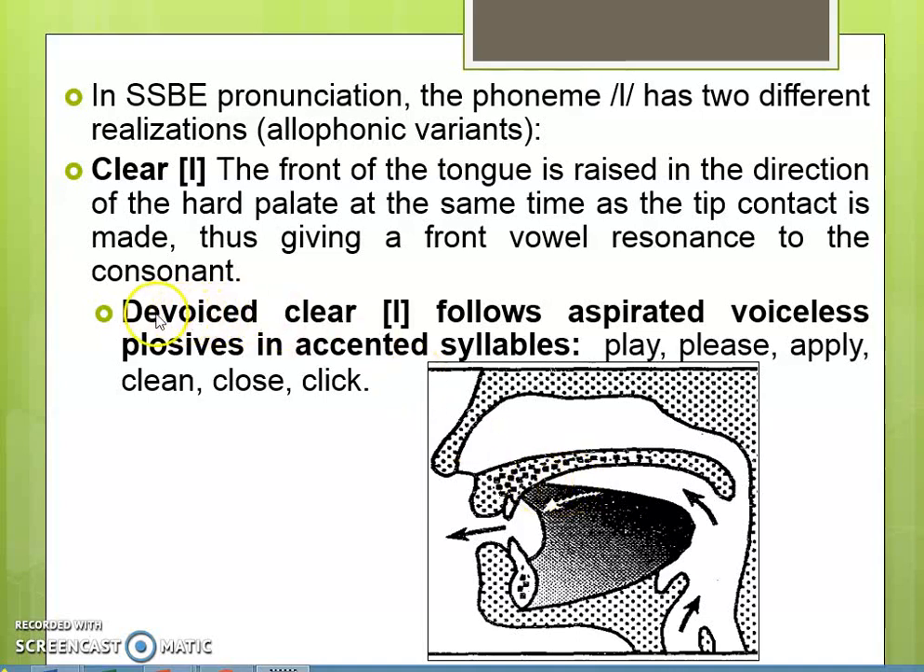And we should remember that this clear L is devoiced when it's preceded by aspirated voiceless plosives in stressed syllables. Play, please, apply, clean, close, click. So the allophone we produce is the clear allophone of the lateral, and besides, we devoice it.